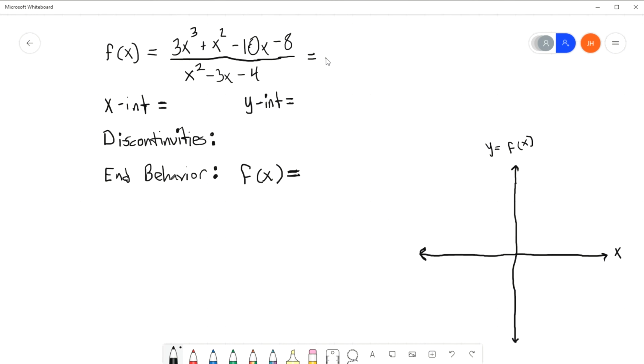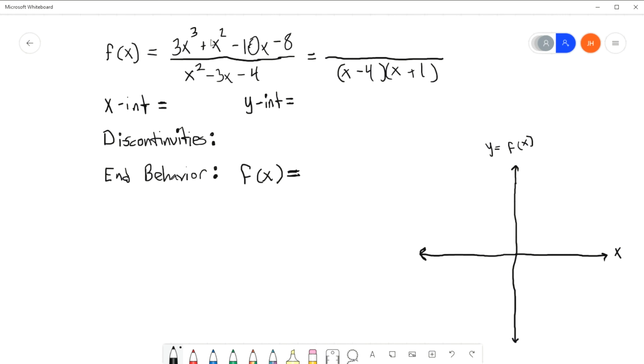So the denominator is going to be pretty easy to factor. The denominator is x squared minus 3x minus 4. That'd be, let's see, an x times an x to make x squared. Minus 4 and minus 3 is going to be made by minus 4 and plus 1. So I've got x minus 4 and x plus 1 on the bottom. Now the top part here, that's a little bit harder.